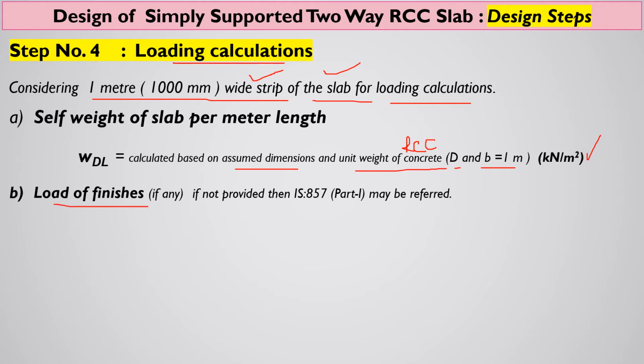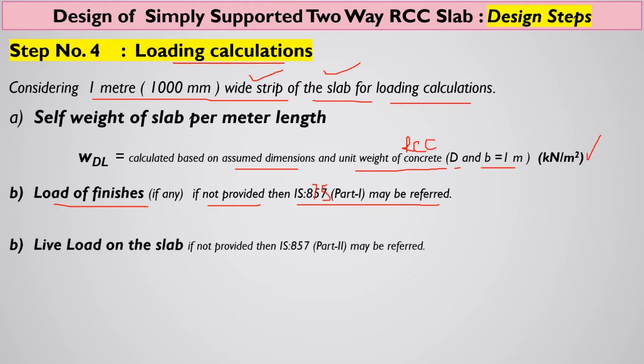Then load of finishes. If the information is available in the statement, then no issue. We can take the same value directly. But if the finishing load is not provided, then we may refer to IS 875 part 1. It was wrongly written IS 857. It is 875 part 1, which can be referred.